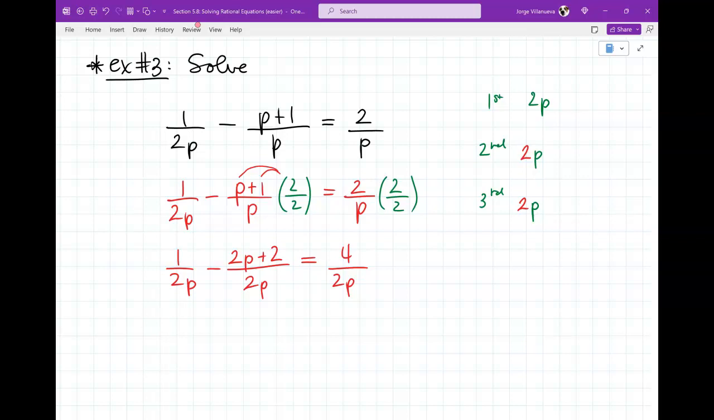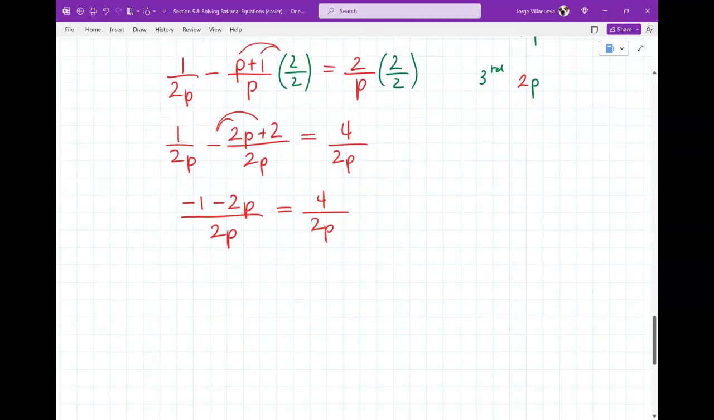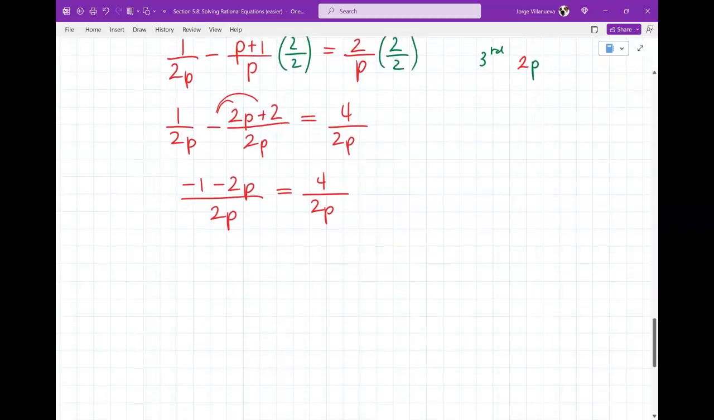Are we okay so far with this one? Again, don't forget to distribute if there's a binomial there. You're going to have to send that over. So now I'm going to go ahead and combine the left side. So 1 minus (2p plus 2). Remember, this distributes, so that's really 1 minus 2, which is negative 1 minus 2p over 2p equal to 4 over 2p. That's what it simplifies to on the numerator. 1 minus 2p minus 2 becomes negative 1 minus 2p, over 2p equal to 4 over 2p.